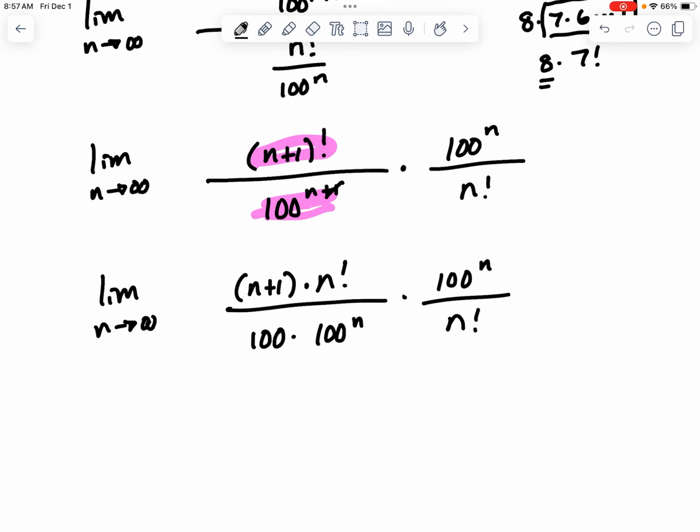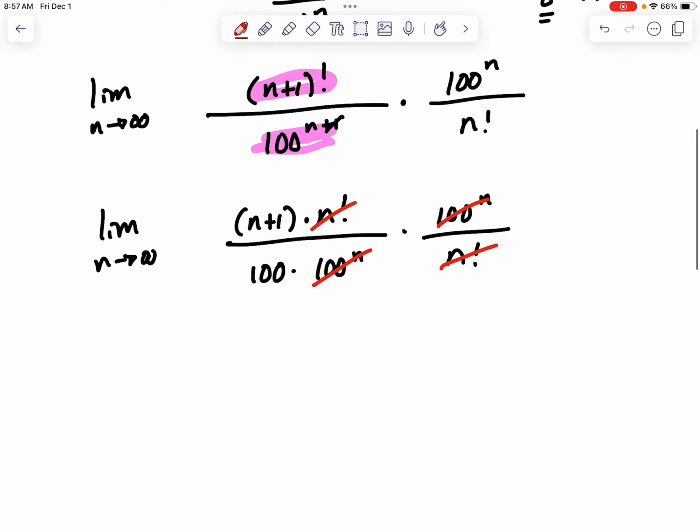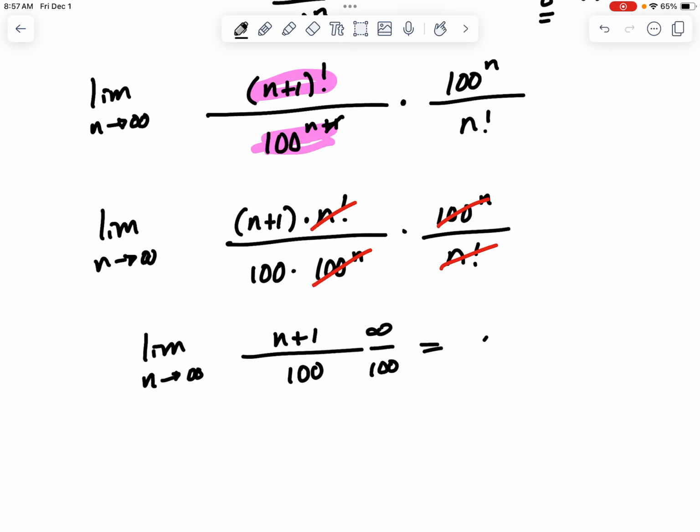And then get a red pen so that you can cancel. So the 100 to the n and 100 to the n are gone, and also the n factorials. So all that's left is the n plus 1 on the top and 100. And since n is going to infinity, we end up with the limit. Let me just show all of my steps. We end up with infinity on the top divided by 100, and infinity divided by 100 is infinity.